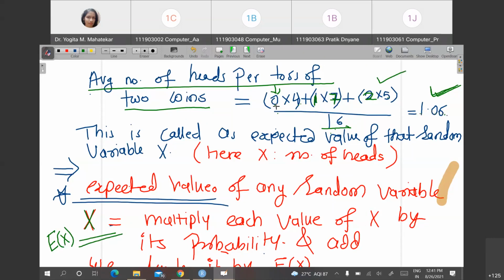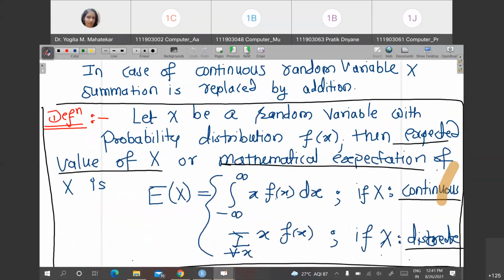what I'm doing is zero number of heads into 4 by 16, which is its probability of getting 0 heads, plus when I'm getting 1 head, means the value of the random variable, the number of heads, is 1, 7 by 16 is its probability, plus when you have 2 heads, 5 times it is appearing, 5 by 16 is the probability of getting 2 heads. So I'm multiplying each value of X with its probability. That is what is called the expectation of a random variable, and here the definition comes.